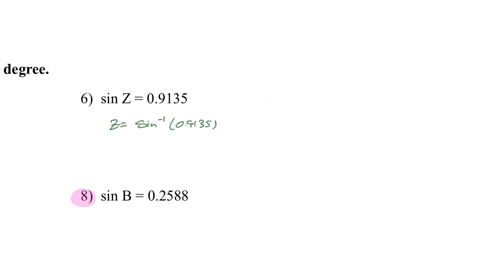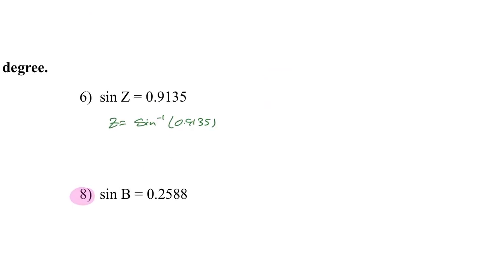So the second inverse here, again, I'm going to press second first. So second. And then I'm going to use the key sine. That on top of sine should say sine inverse. So second sine, 0.9135. Enter. That should give you 66 degrees.